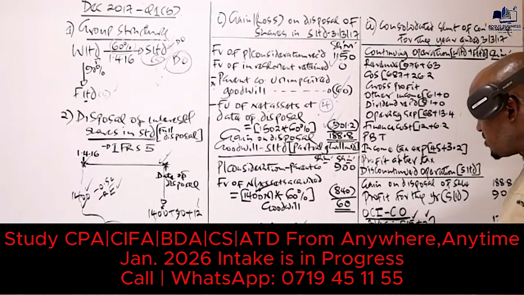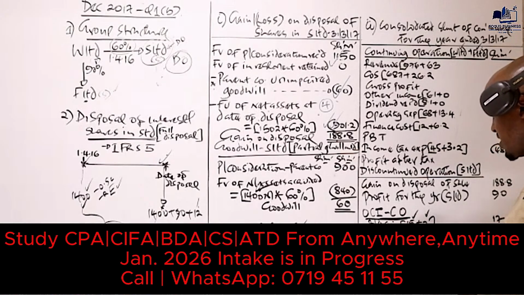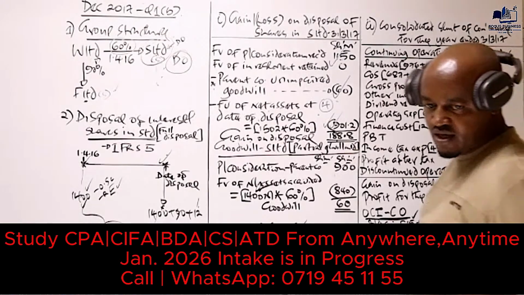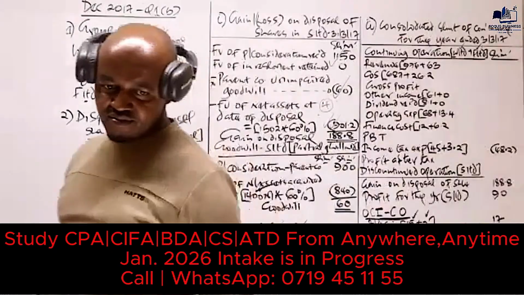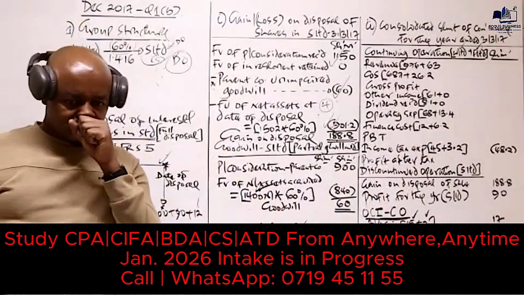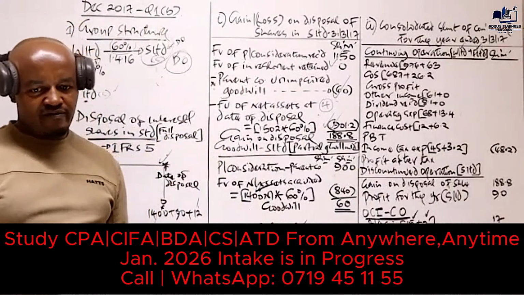That is continuing operations. What about discontinued operations? Here we will consider the revaluation gain for S limited only. And that is 12.